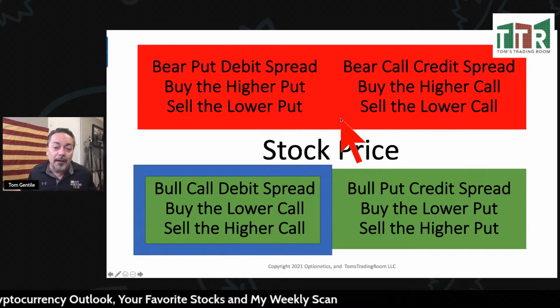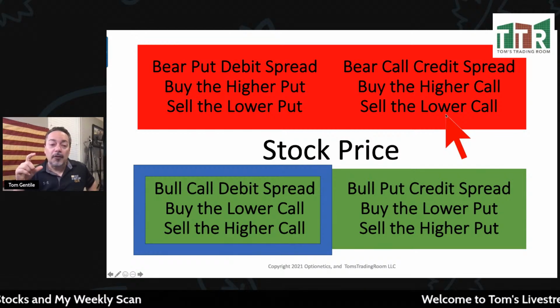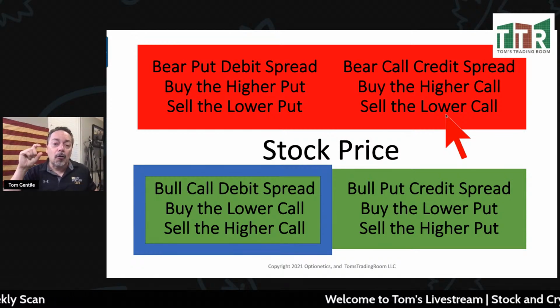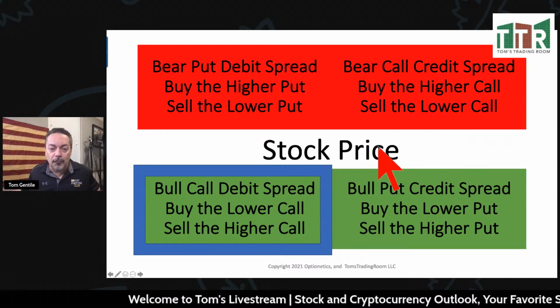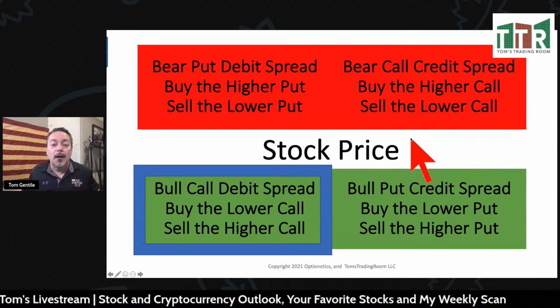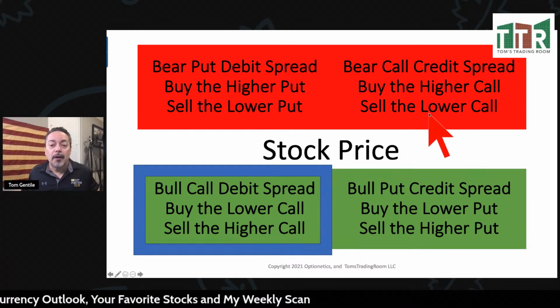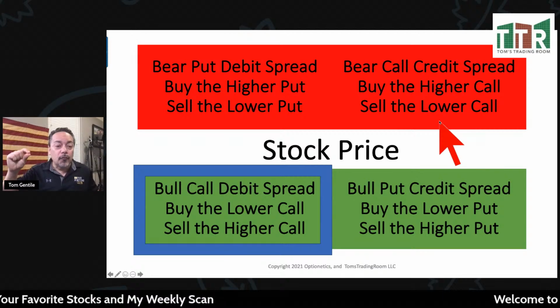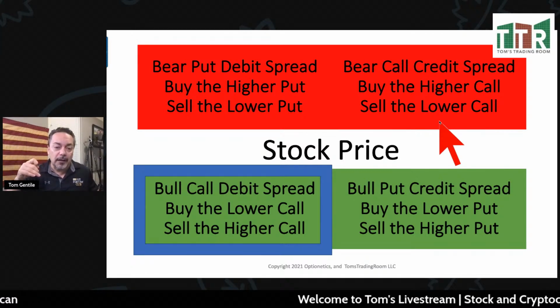Now, on the right-hand side, I've got a bear call spread, which is a credit spread. That means we buy the higher call and sell the lower call, and I want to do that above the stock price. That's why I have the words stock price right here. This is typically, not always, how I trade these spreads. Now, with the credit spread, I want the credit to drop. I'm selling the spread, taking money in. I want to pay out less than I took in.